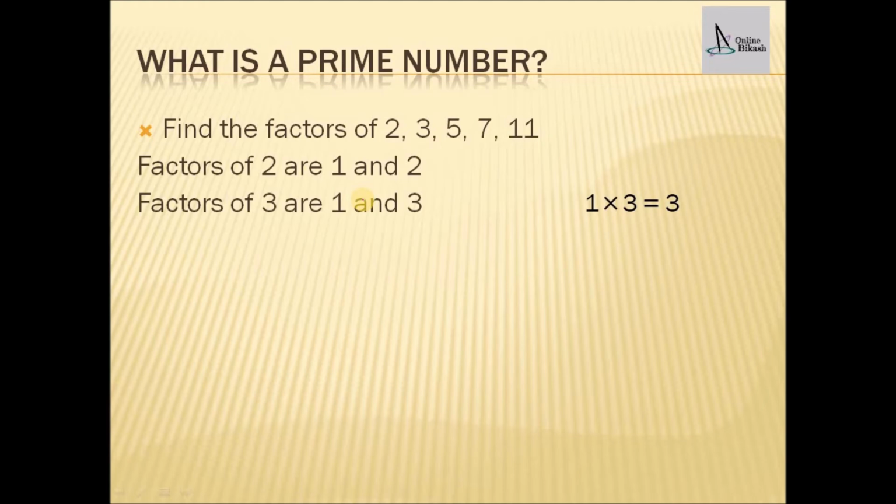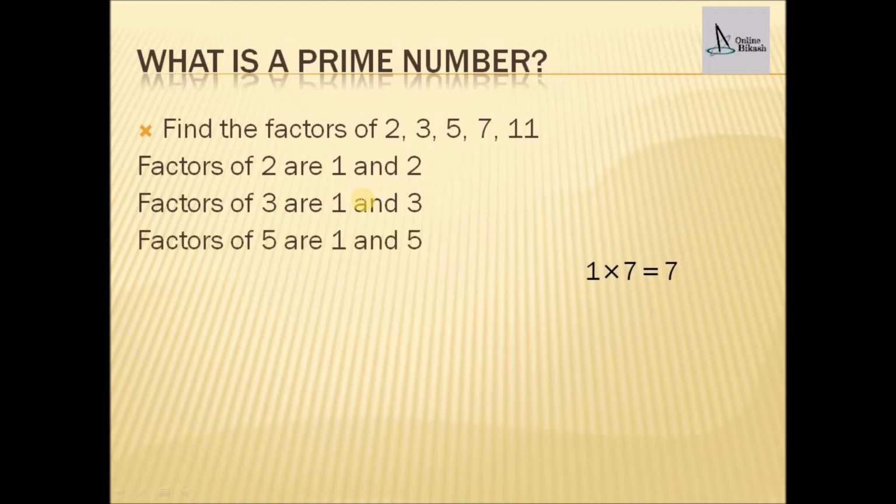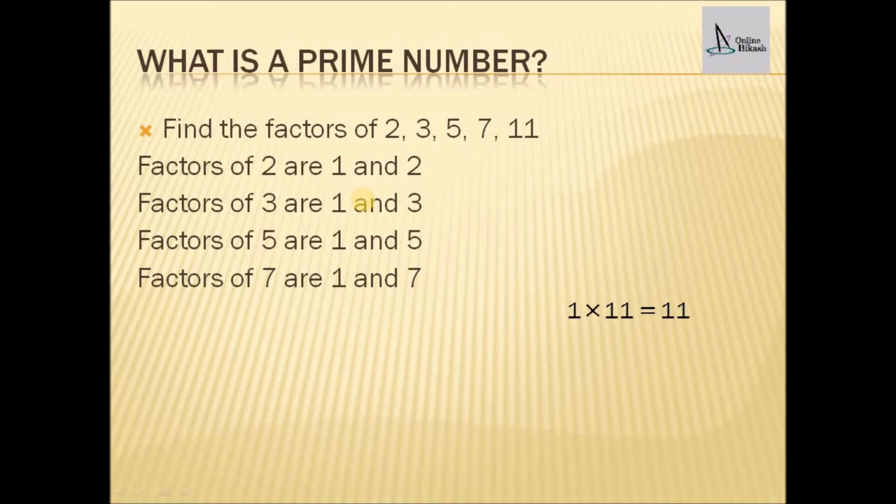In the same way, 1 5s are 5, so factors of 5 are 1 and 5. In the same way, 1 7s are 7, so factors of 7 are 1 and 7. 1 11s are 11. Factors of 11 are 1 and 11.